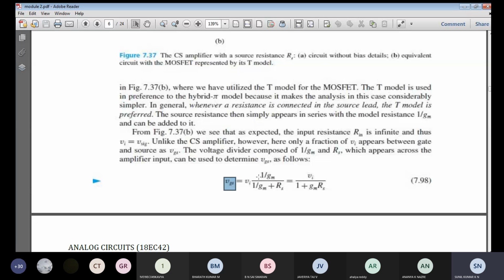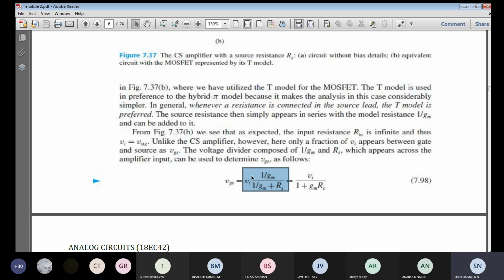So Vgs will be equal to Vi multiplied by 1 over Gm. Across which resistance are you going to find the voltage? The voltage Vi will get divided across 1 over Gm divided by the total resistance, 1 over Gm plus Rs. So what is the value of Vgs?